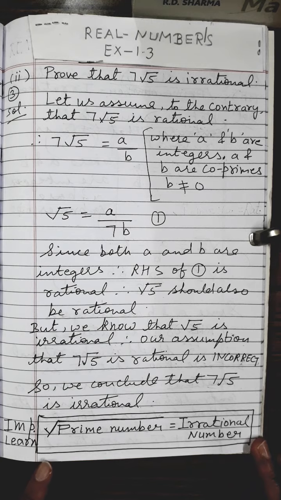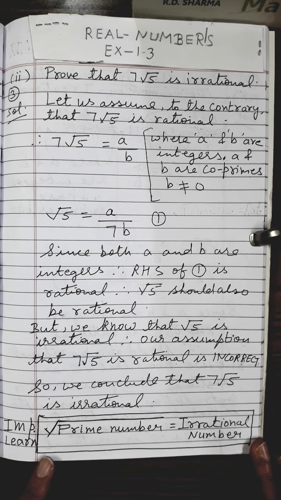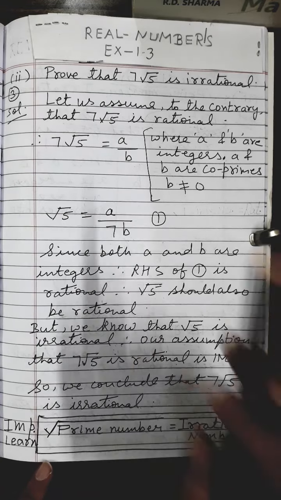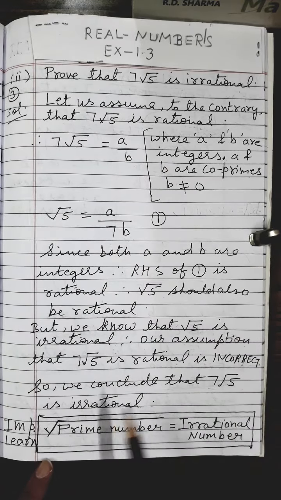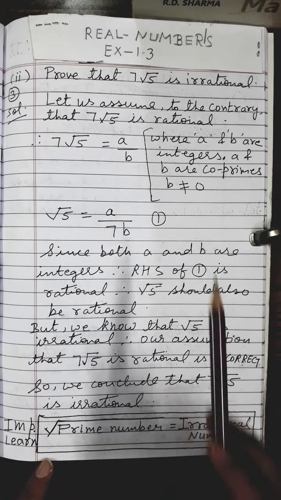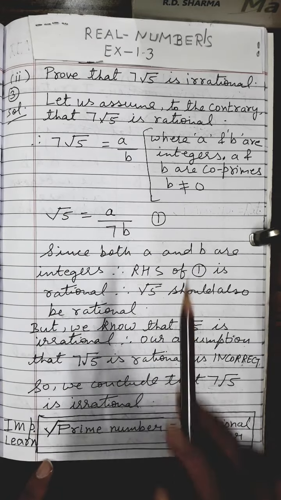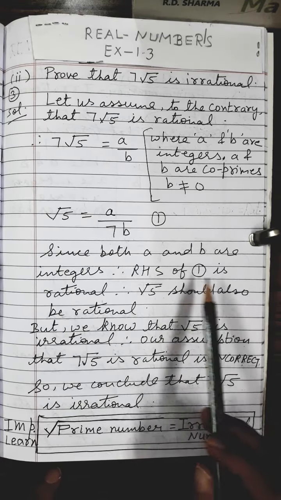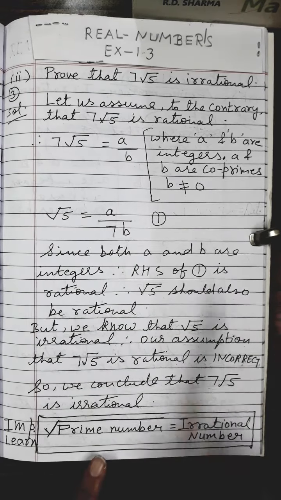Children, today I am going to solve question number 3, second part, exercise 1.3 from chapter Real Numbers. This question we will solve by contradiction method. What is meant by contradiction method? This I have already explained in my previous questions of this exercise. So please go to those videos first to understand this question properly. Let us come to the question.